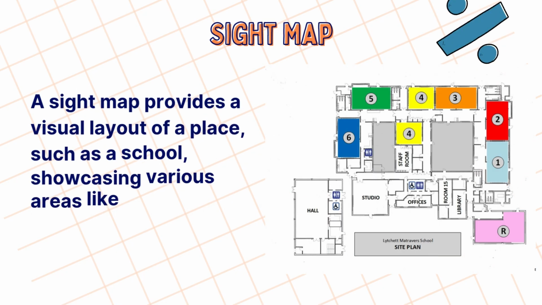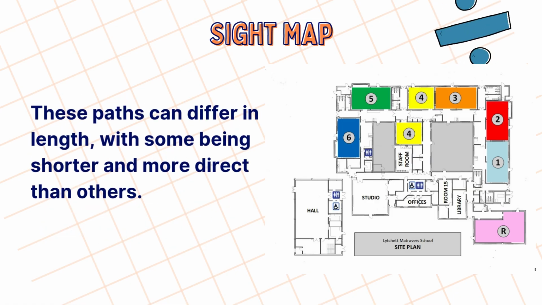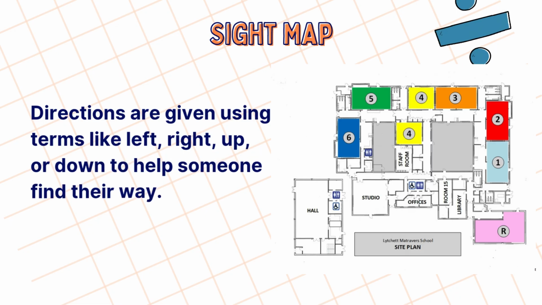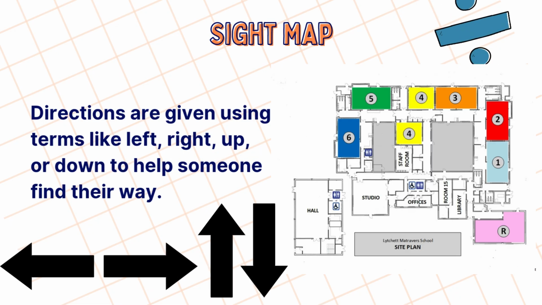A site map provides a visual layout of a place, such as a school, showcasing various areas like classrooms, a stage, and a kitchen. These paths can differ in length, with some being shorter and more direct than others. Directions are given using terms like left, right, up, or down to help someone find their way.